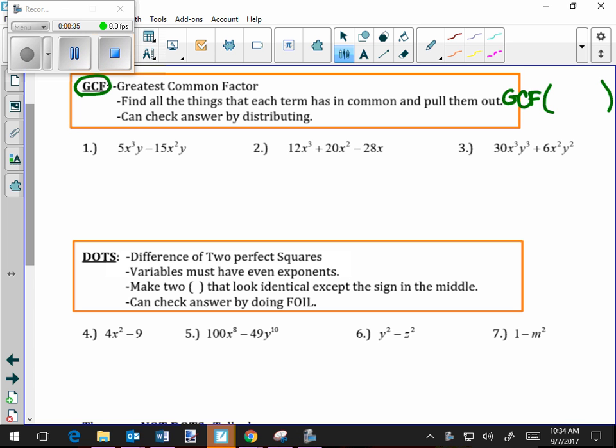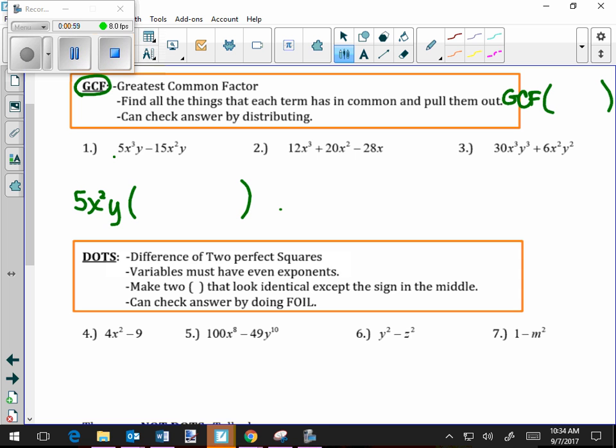So when I look at question number 1, I can see that I can divide a 5 out of both terms, because 5 is divisible by 5 and 15 is. The most amount of x's I can take out is x squared, and I can take a y out of each of them. That becomes my GCF. What I get for my leftovers is going to go in parentheses.